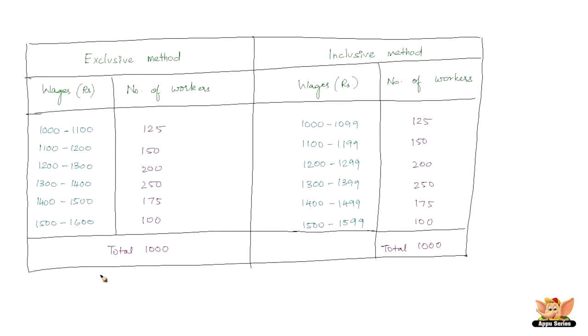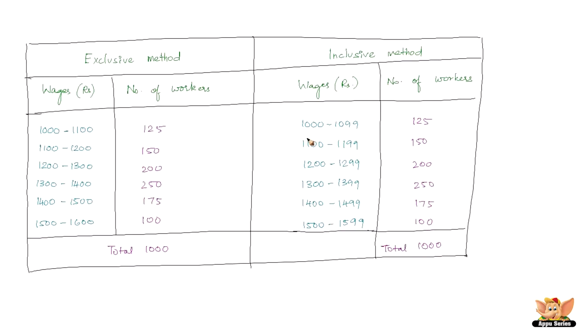Now here we have an example to illustrate the differences between the exclusive method and the inclusive method of class intervals. It is evident from this example that both the inclusive and the exclusive methods give us the same class frequency, although the class intervals are apparently different in the two cases. In the exclusive method, the class interval is 100, whereas in the inclusive method, the class interval is 99. That is, 1100 minus 1000 is 100, and 1099 minus 1000 is 99. However, 99 is not the correct class interval.